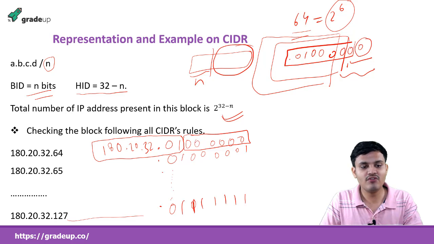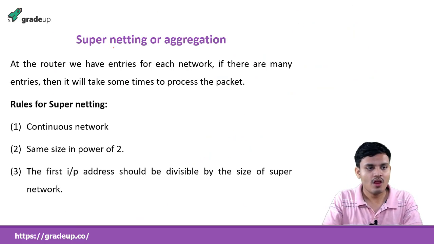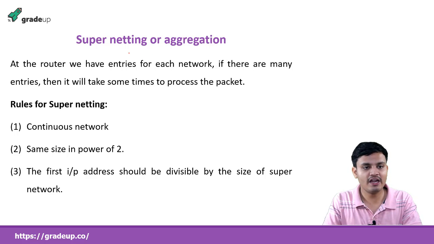So yes, it is evenly divisible. Evenly divisible means you get remainder as 0. So yes, we are getting 0. So all three of these rules are followed. Now we will see supernetting and aggregation.